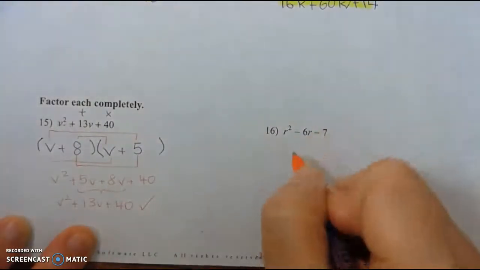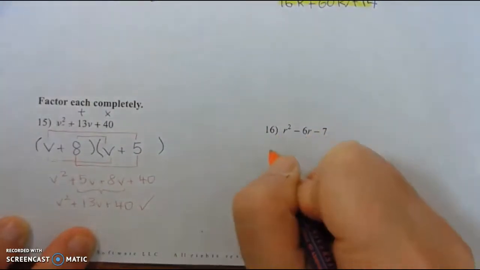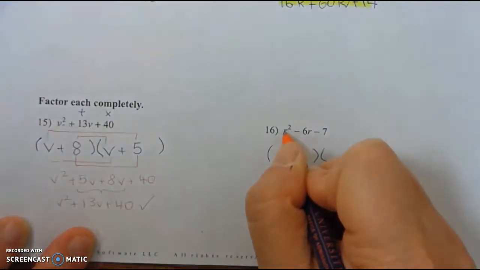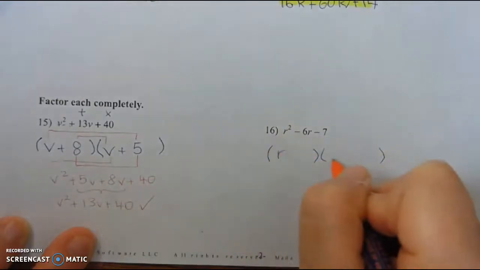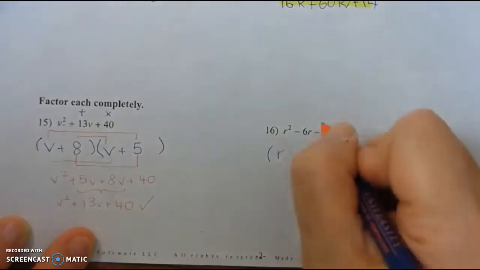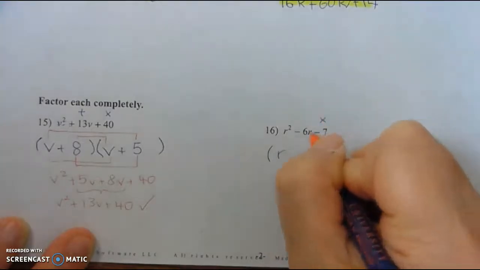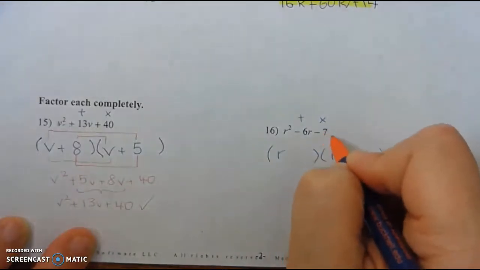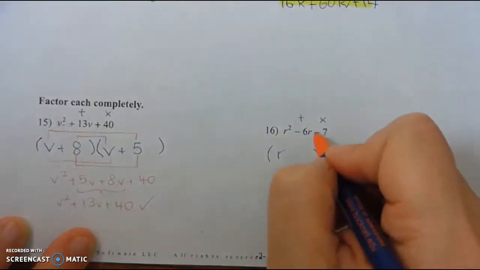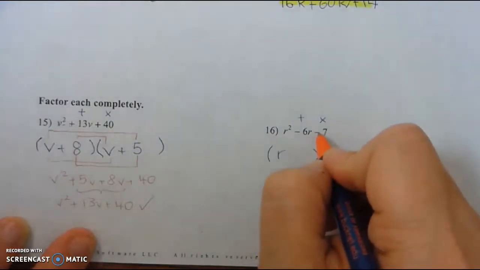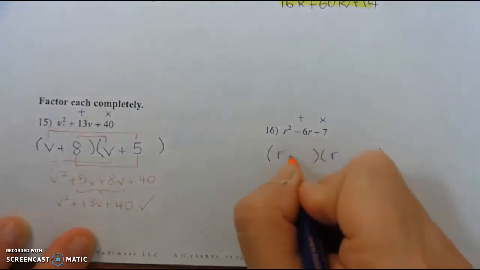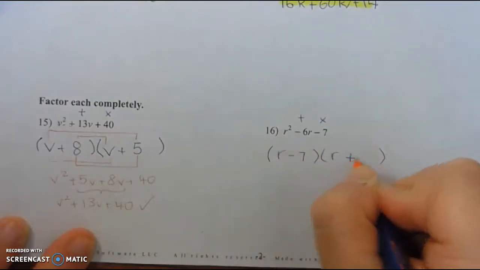Okay, what about the next one? r squared minus 6r minus 7. So again, this is the simple factoring because the leading coefficient, the number in front of the squared term, is 1. So we can separate this as r and r. So I'm looking for two numbers that multiply to negative 7 that add to negative 6. What are the factors of 7? It would only be 1 and 7, right? And we want one of them to be positive, one of them to be negative to get the negative as the final product. And we want the sum to be negative, so we want the bigger number to be negative. So that's going to be negative 7 and plus 1.